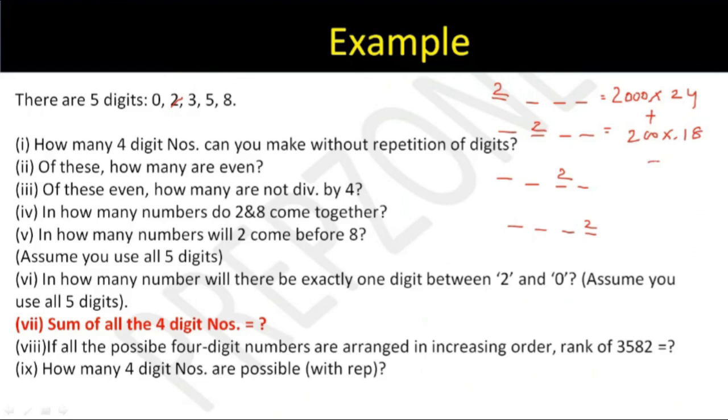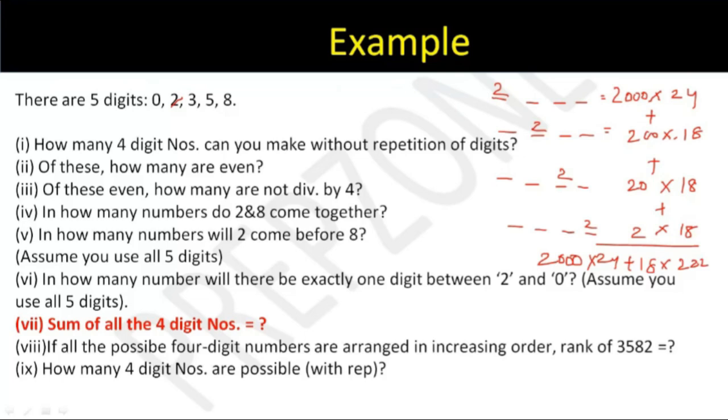Good. Next one. How many options? 18. Very good. Last one. How many options? 18. Very good. So in total, if I have to simplify this, it is nothing but 2000 into 24 plus 18 into 200 plus 20 plus 2, right? So this is nothing but 18 into 222, correct?